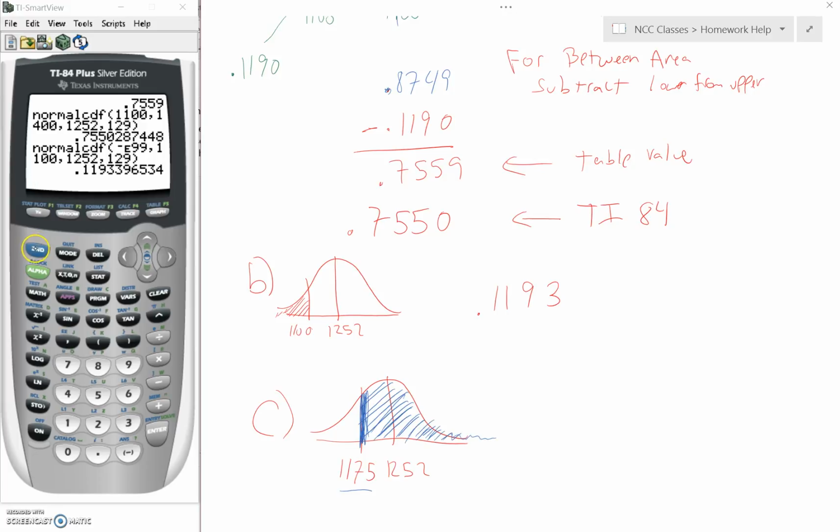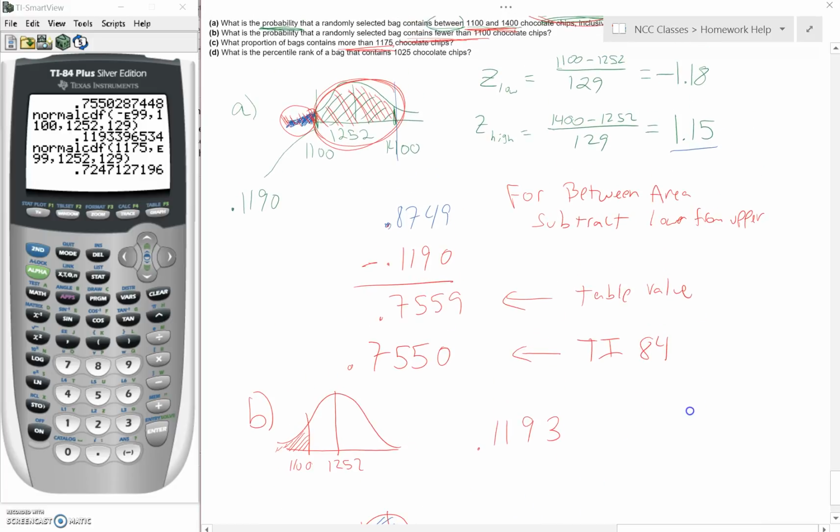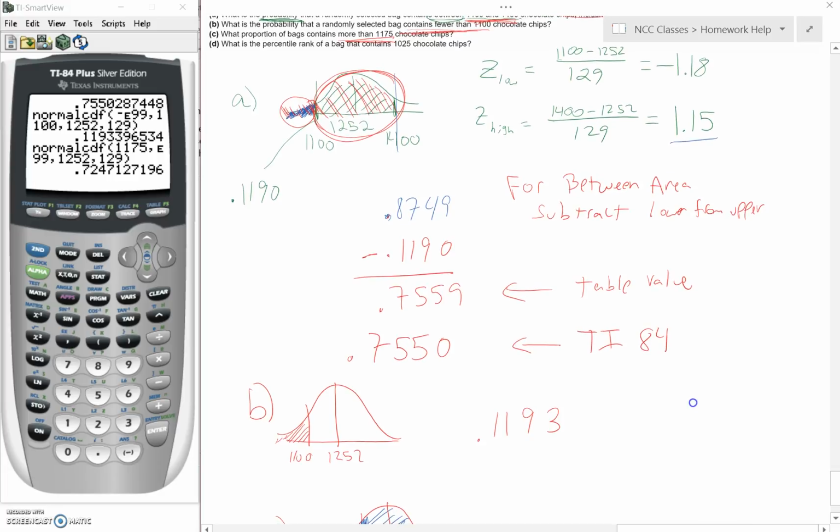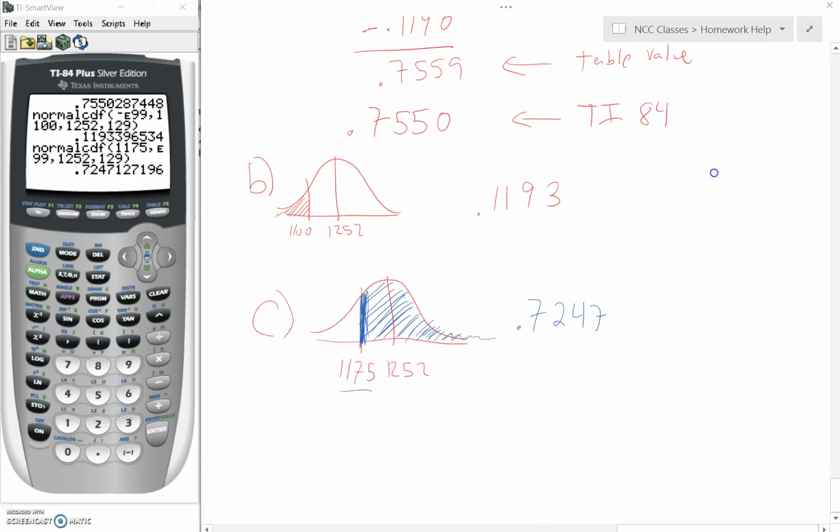So we go to second vars, choose number 2 for normalcdf. Our lower value is 1,175. Our upper value is going to be E99. Mean is 1,252. Standard deviation is 129. So the area to the right is 0.7247. And the last one is part D, percentile rank of a bag that contains 1,025 chips.